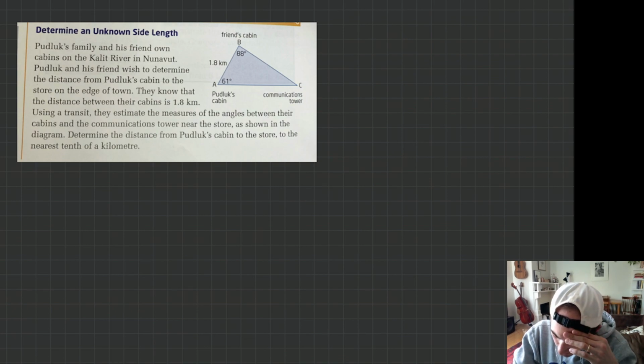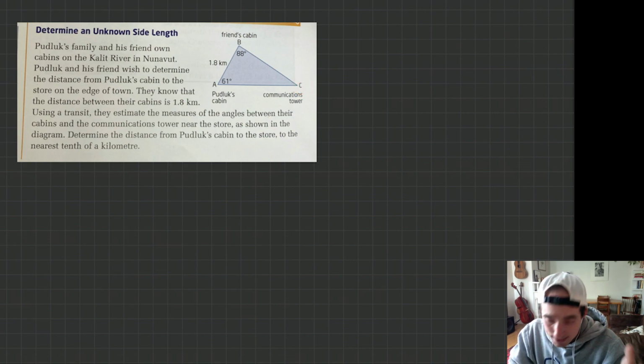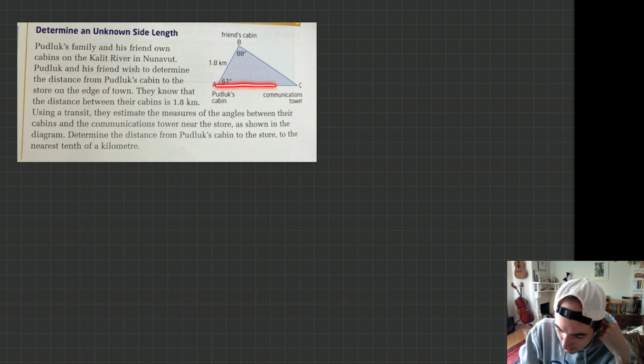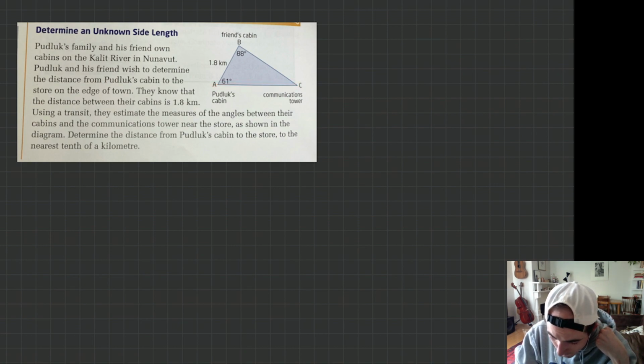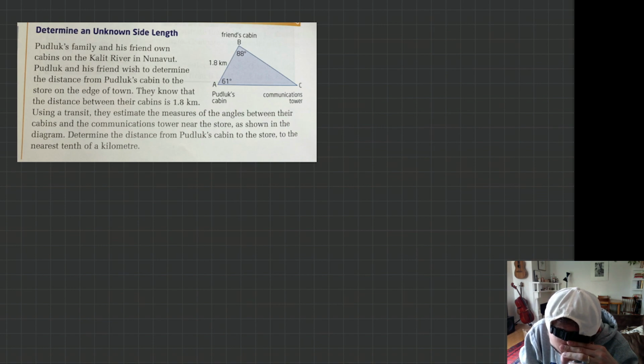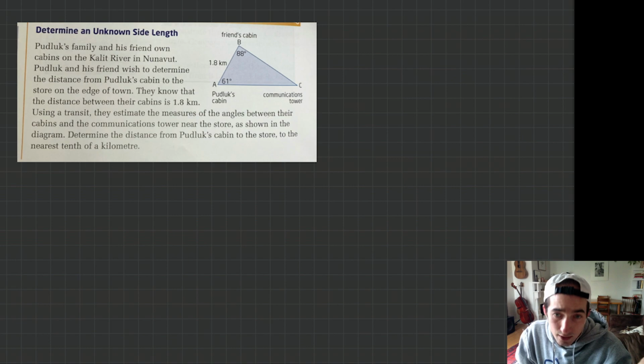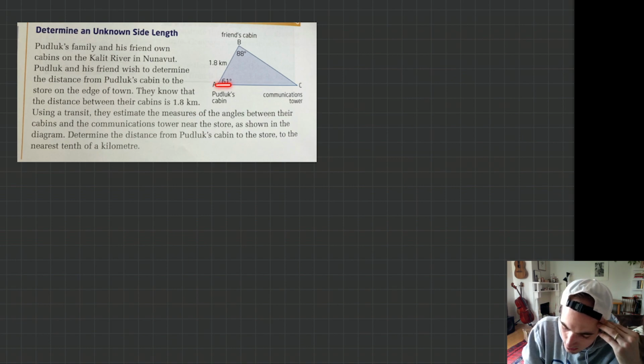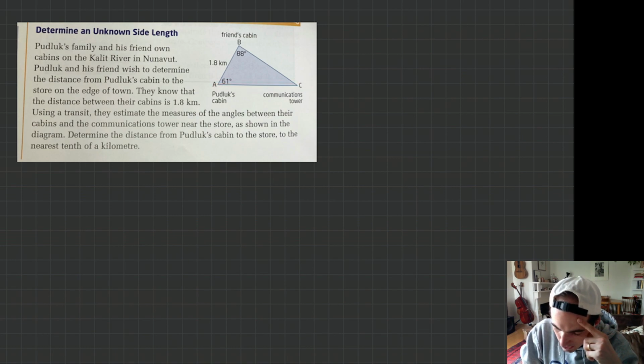So I guess what we're doing is we're assuming that this communications tower is pretty much the same distance away from Pudluck's cabin as the store, right? Because we're asked what's the distance between Pudluck's cabin and, well, the communications tower, or in other words, the store, because they say here that the communications tower is near the store. So it's near enough that we're just going to calculate the distance between Pudluck's cabin and the communications tower.